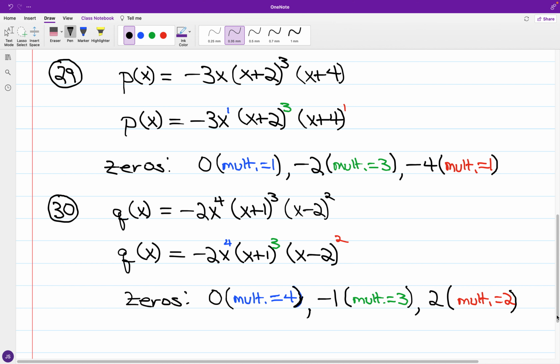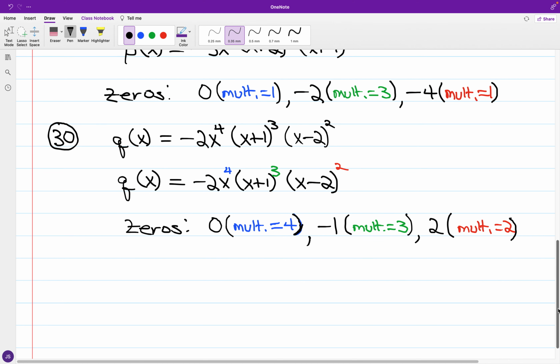All right, and so far we have had integer values throughout for the zeros, and that is not necessarily always going to be the case. And 38 is going to provide such a counterexample. For number 38, this time we have the function m of x equal to the difference between x to the 5th and 5x cubed.